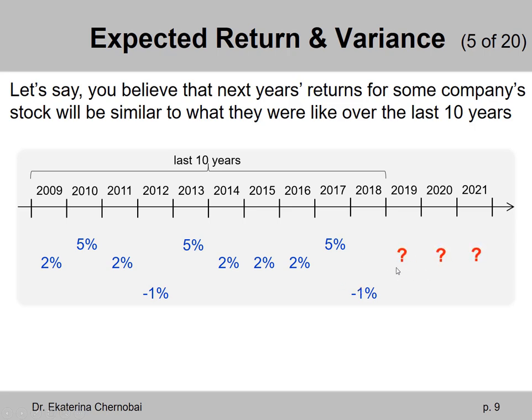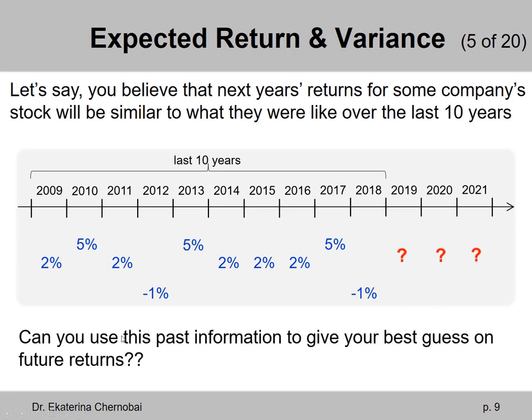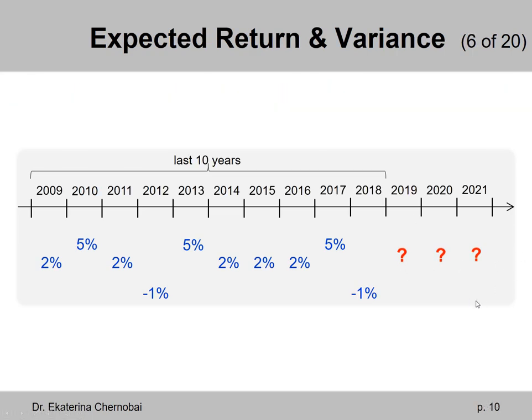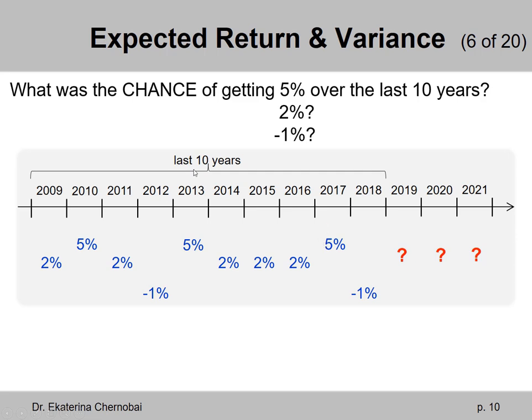The question is, what will be the return in 2019, 1 year in the future, in 2020, in 2021? Can you use this past information to give you a best guess on future returns, or on the expected returns for the next few years? Let's start with the following. Over the last 10 years, what was the chance of getting a 5% return on your money, or a 2% return on your money, or losing 1% of your money in 1 year?